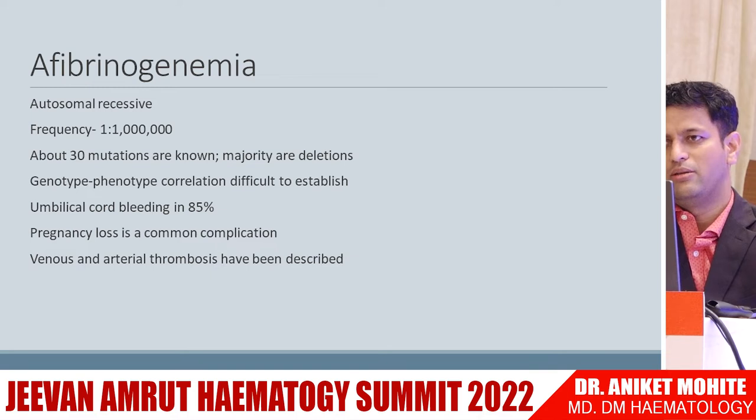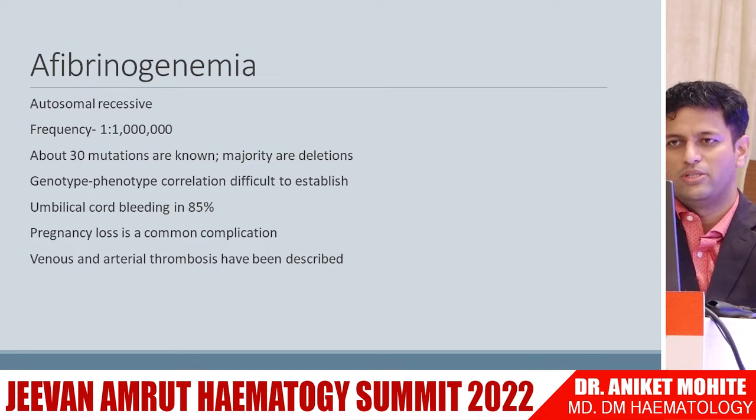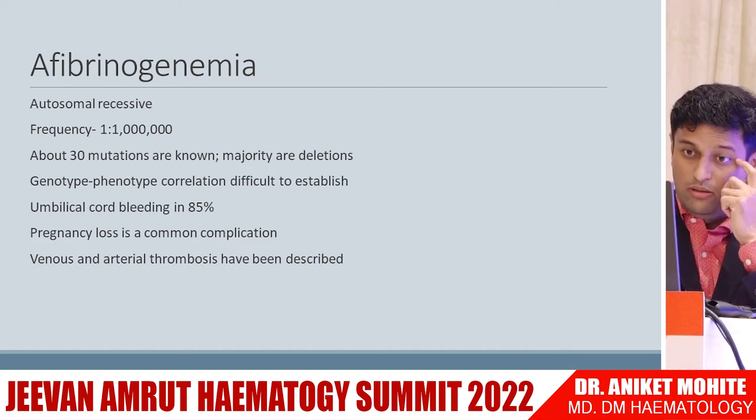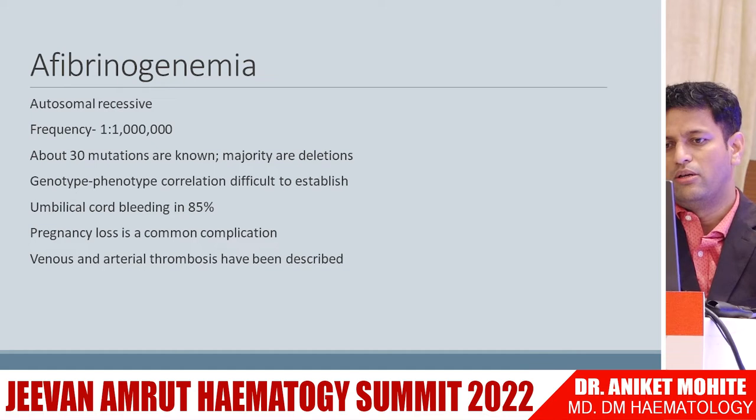So usually they'll present with recurrent first trimester miscarriages, and this could be a history which should be elicited along with digging into their PV or menstrual bleed or PR bleed. They would also be at a risk of IC bleed, especially in childhood, or umbilical cord bleed, which could be elicited from their mothers.